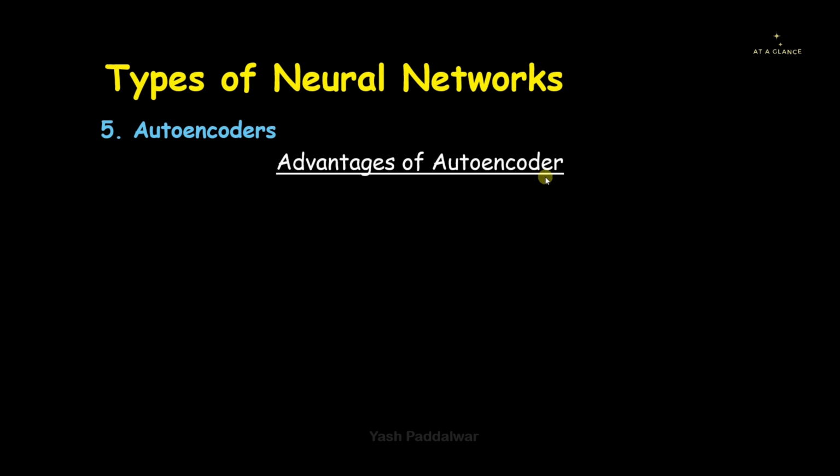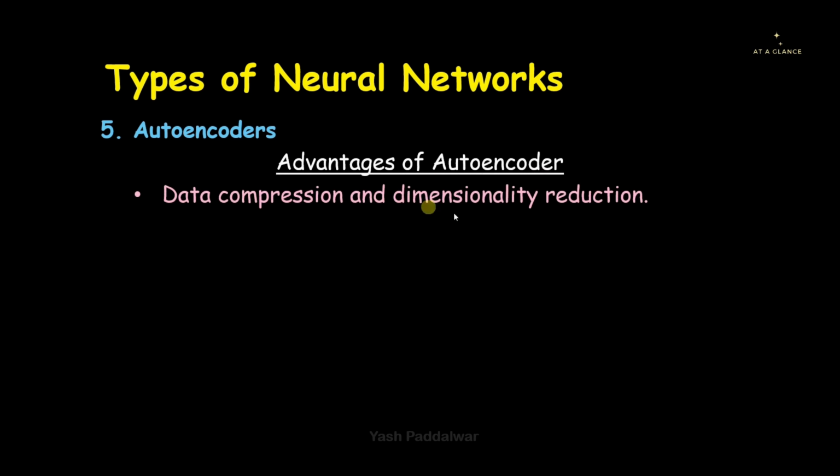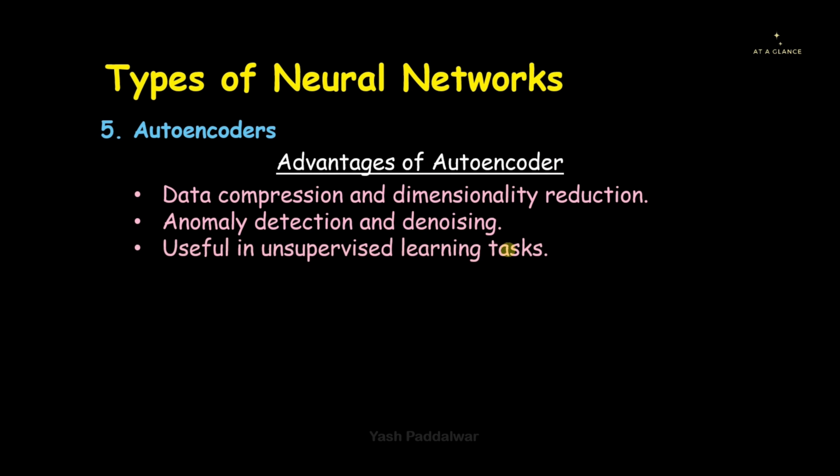Now let's have a look at the advantages of autoencoders. They are widely used for data compression and dimensionality reduction. We already have seen one example for it. Next, it is used for anomaly detection and denoising the data. The compression technique will remove all the irrelevant things from the input data, which will automatically denoise the data. As already said, autoencoders are useful in unsupervised learning tasks, and all of them were listed. So I hope the advantages of autoencoders are clear to you all.